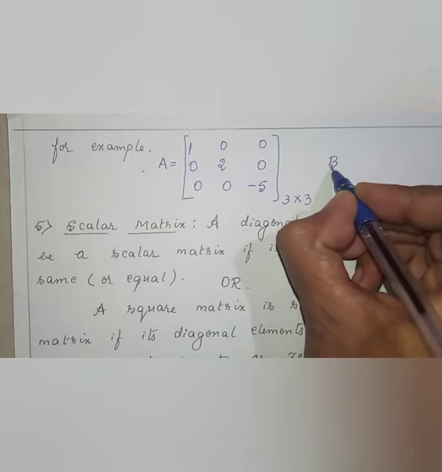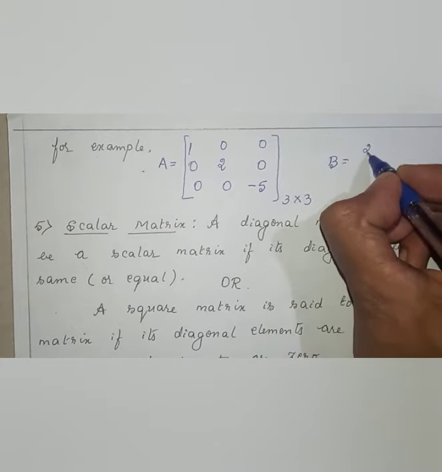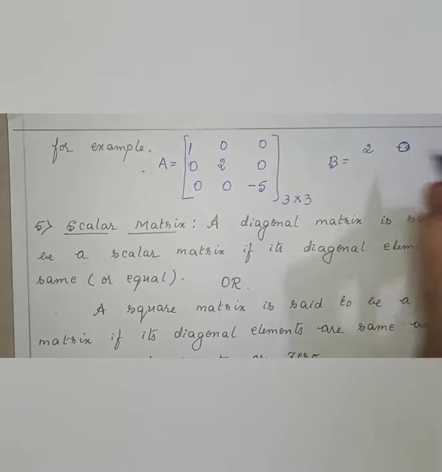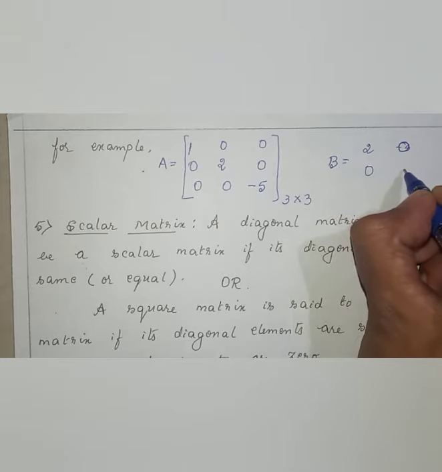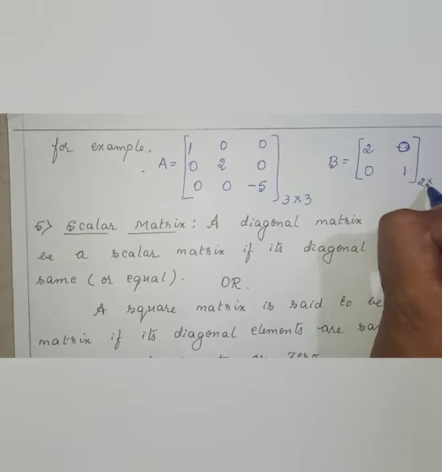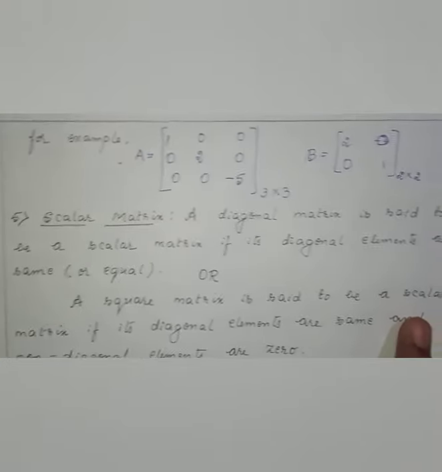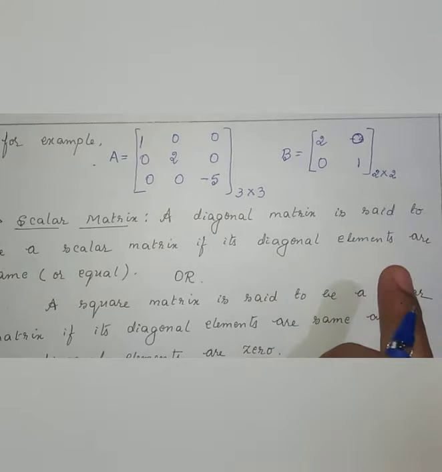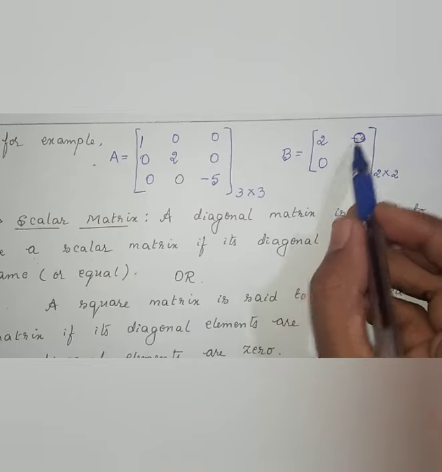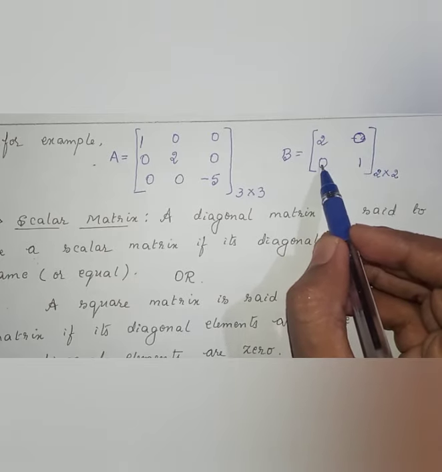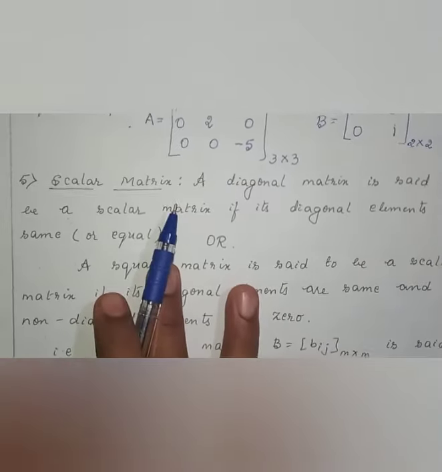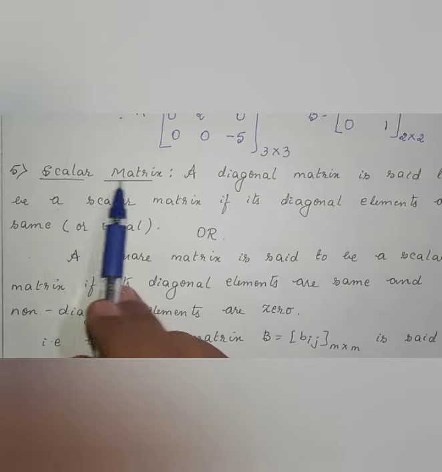One simple example. B is equal to 2, 0, 0, 1. So this is the simplest one. This is a 2 by 2 matrix. So B is a 2 by 2 matrix. This is a diagonal matrix here. Other than the diagonal, all other entries are 0. It's okay, don't get confused.